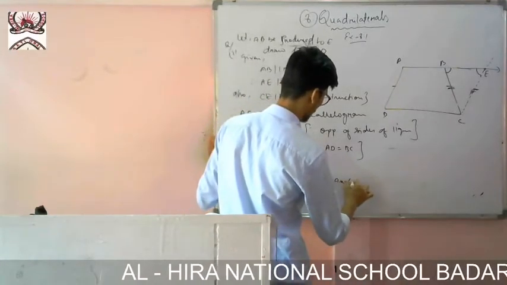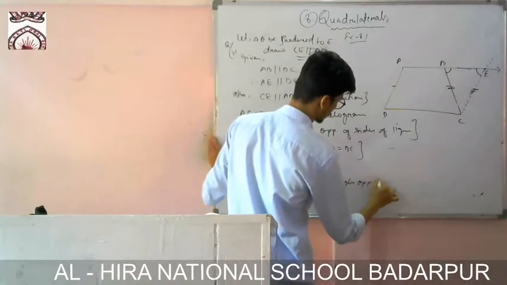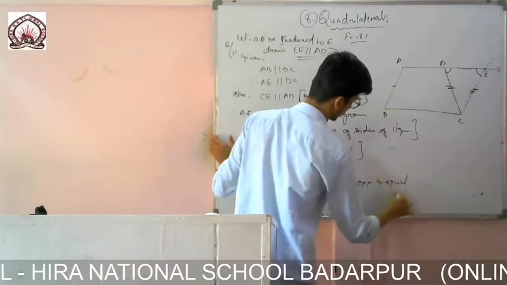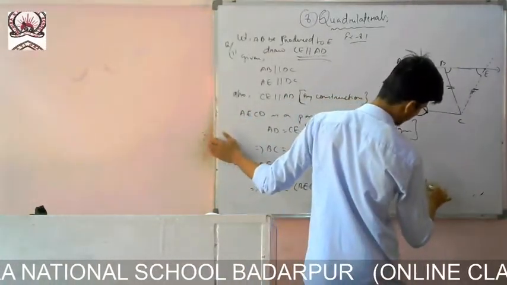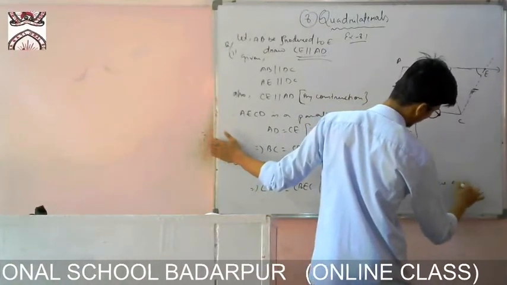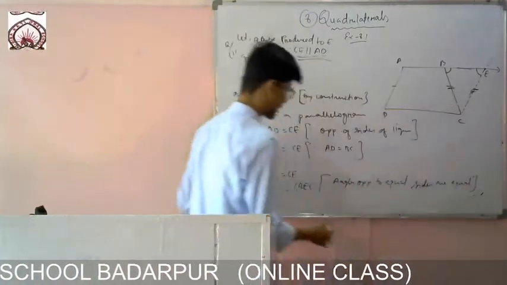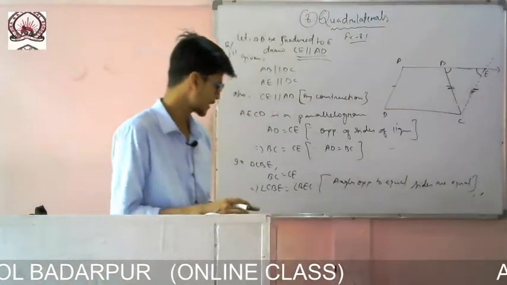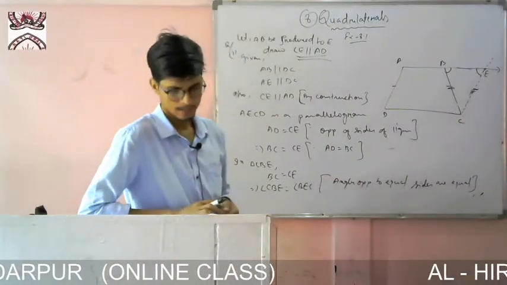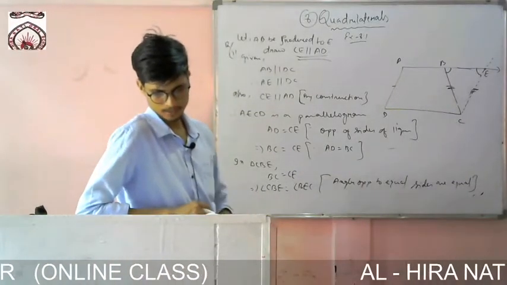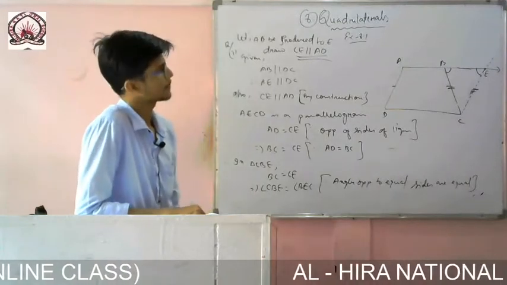Angles opposite to equal sides are equal. So angle CBE is equal to angle BEC.